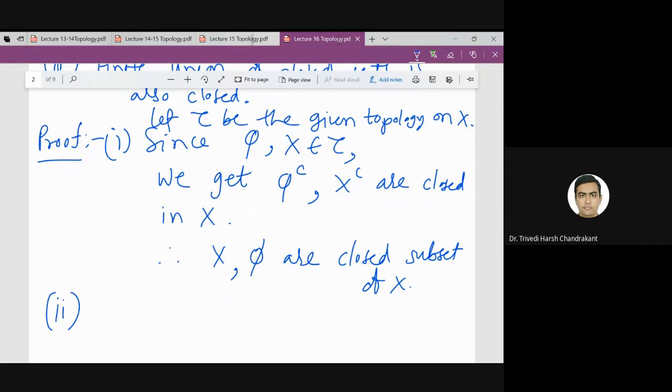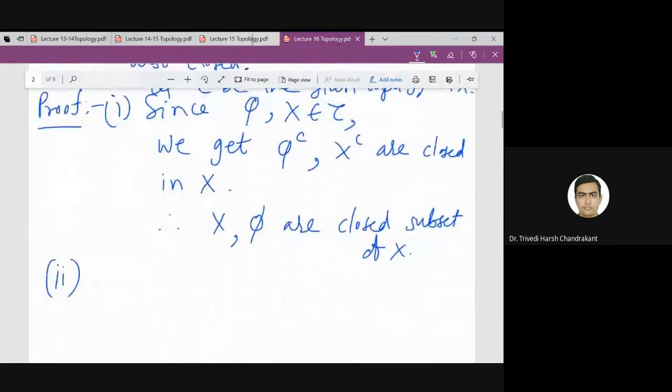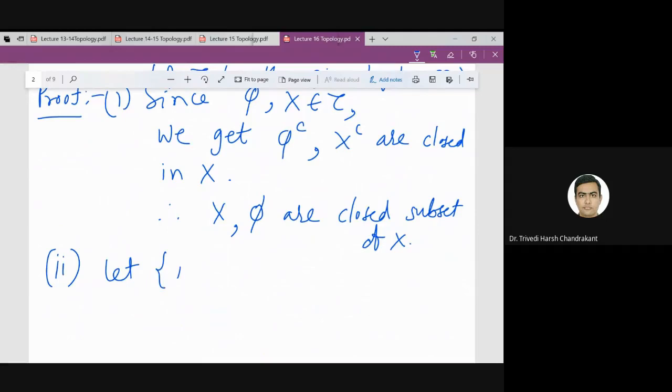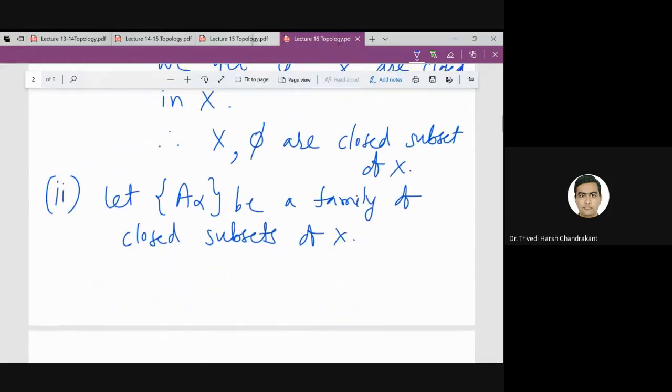For the second property, we want to show that an arbitrary intersection of closed sets is also a closed set. So let {A_alpha} be a family of closed subsets of X. What is the meaning of this? A_alpha is closed, that means its complement is open, by the definition of a closed set. So this is open for every alpha.